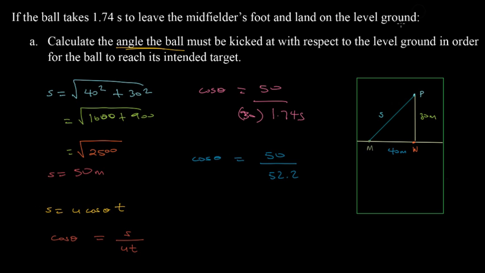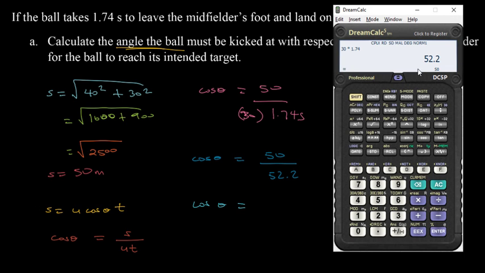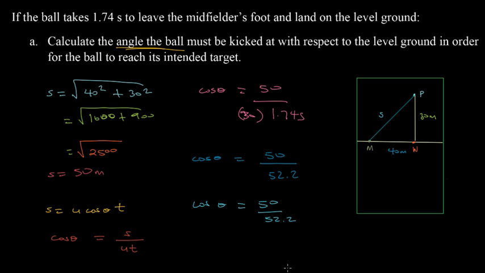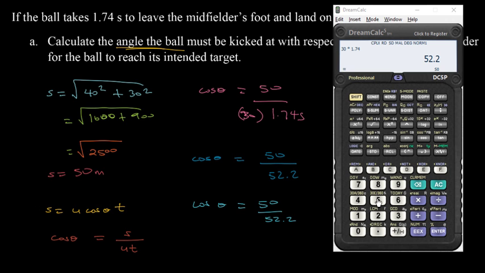So the cos of theta is 50 divided by 52.2. Let me just simplify that. So 50 divided by 52.2 gives us an answer of cos theta is 0.96.